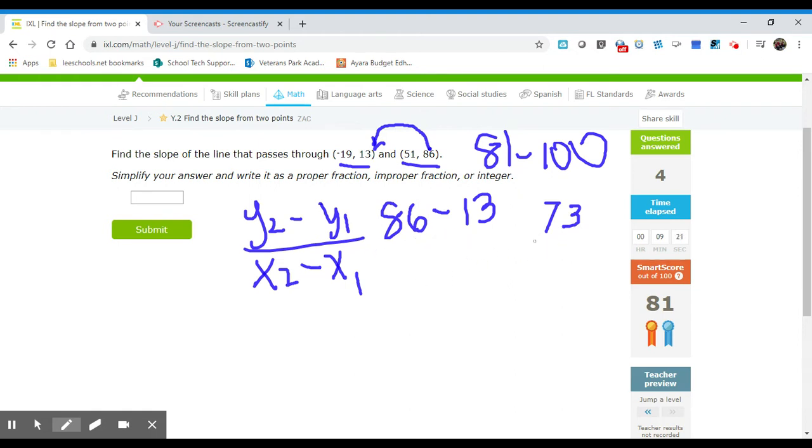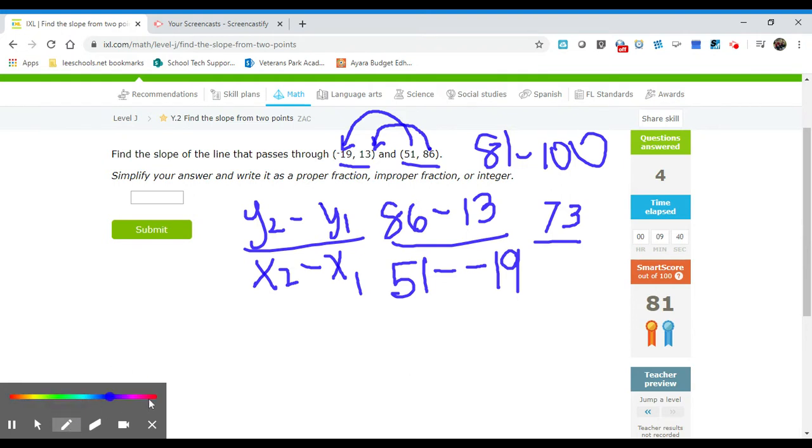And then let's see, the y, since we started here, we need to now start here. So 51 minus, now watch this, ready? 51 minus negative 19. This is where the big problem happens. It's when you're actually subtracting a negative. Don't forget, when you have two negatives, it's like multiplication. They cancel to a positive. So now you need to add it up, 51 and 19. So that's going to be 70.